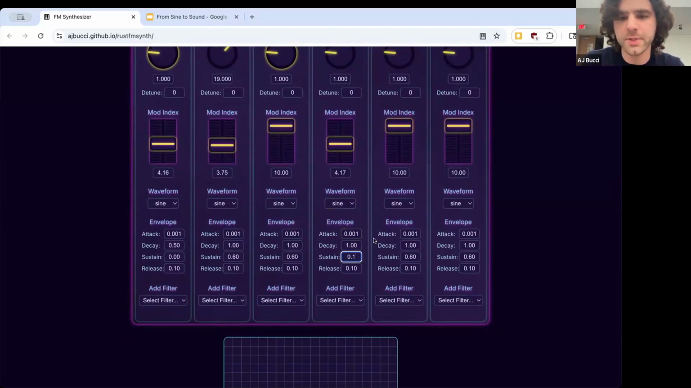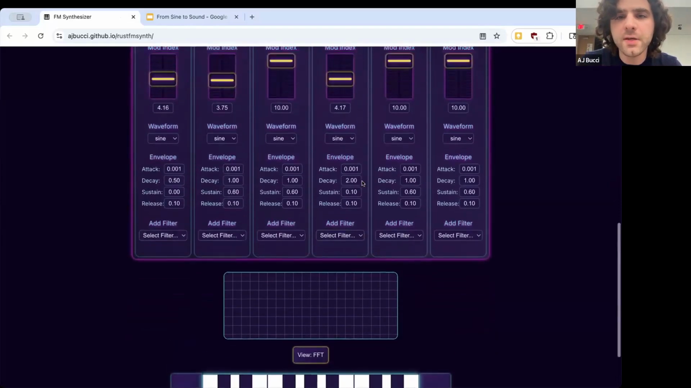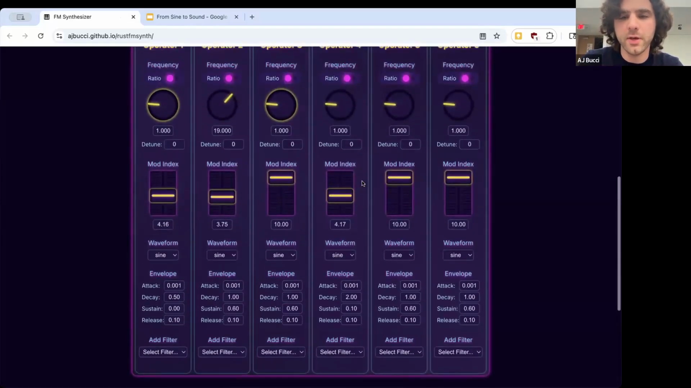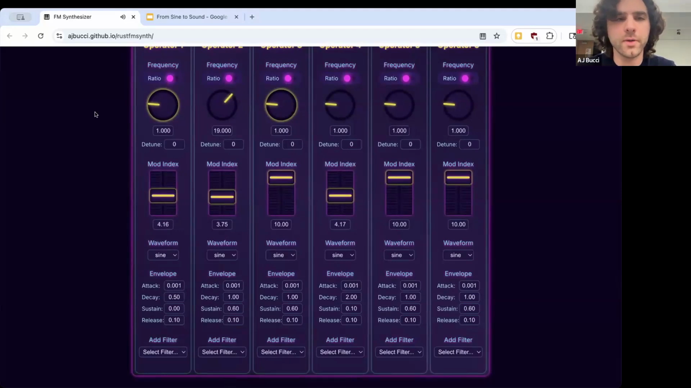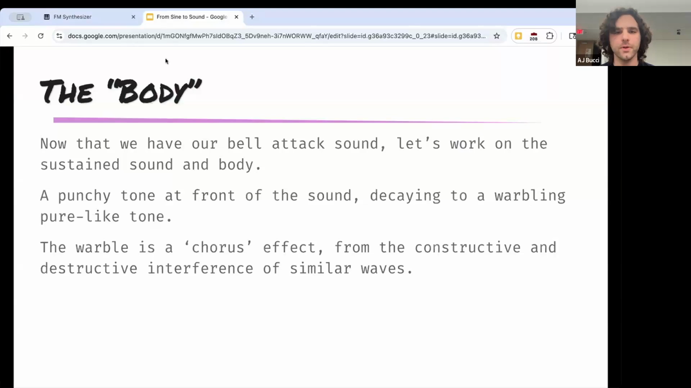So we're going to drop the sustain to 0.1, maybe give it a long decay so that it takes a little while to fade. And we'll try that. Okay. So we're most of the way there, but there's no warble. So how do we get a warble?